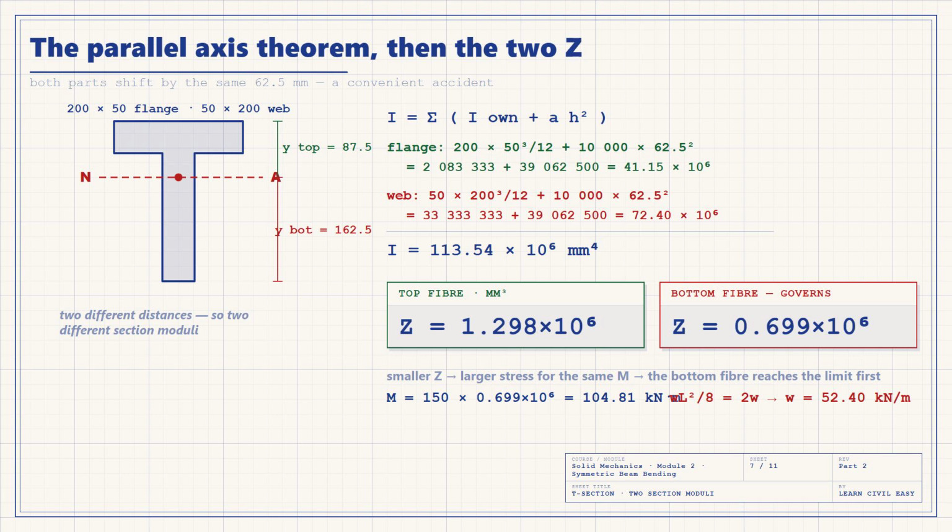governs. Capacity is 150 times 0.699 million, 104.81 kilonewton meters, and WL squared over 8 with L 4 meters is 2W. So the safe load is 52.4 kilonewtons per meter.